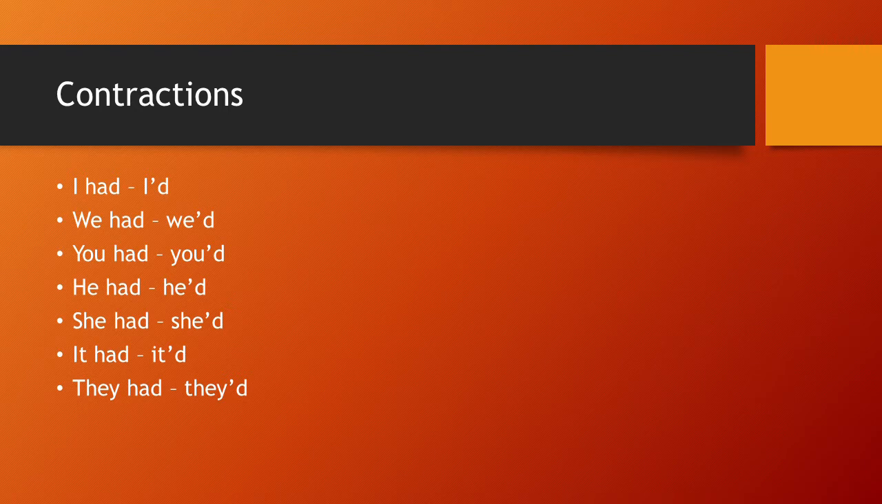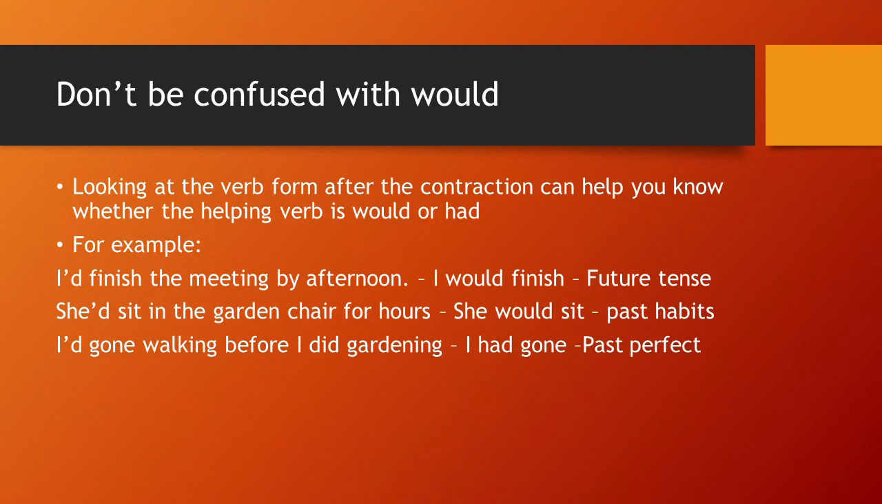Now this can be easily confused with would. I would, we would, you would have the same sort of contractions. But looking at the sentence structure, you can easily figure out which one is had and which one is would. Looking at the verb form after the contraction can help you know whether the helping verb is would or had. For example, I'd finish the meeting by afternoon. If you look at the verb form after I'd, it's not in the past participle, it's in the infinitive form. So I would finish would be more appropriate in this case. So that is your future tense.